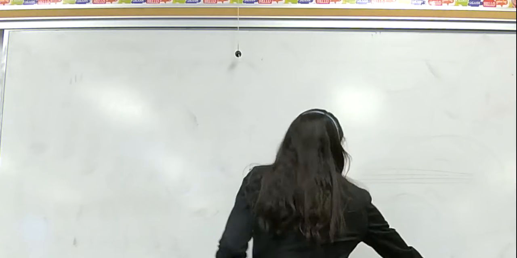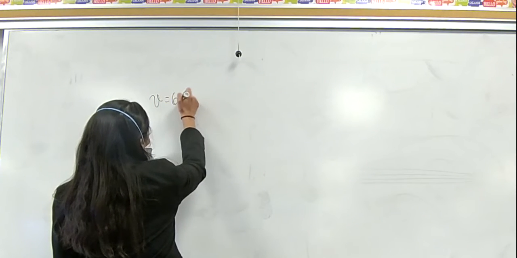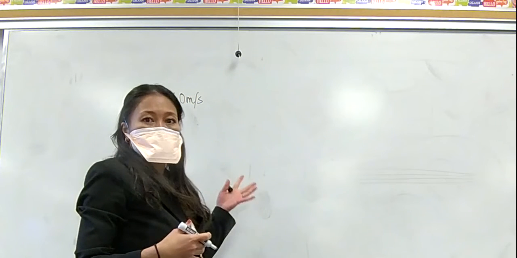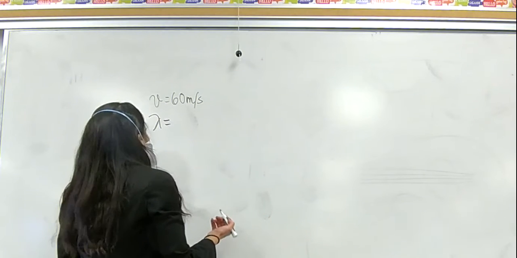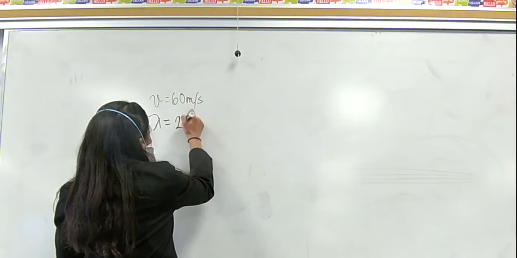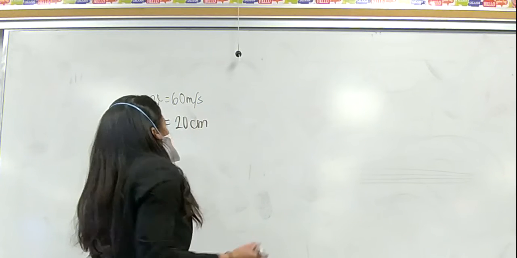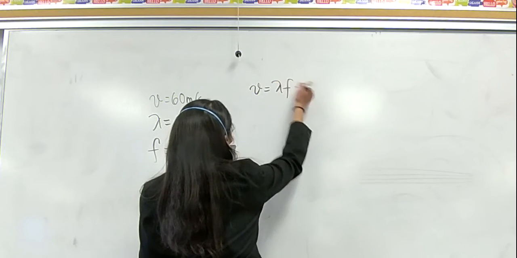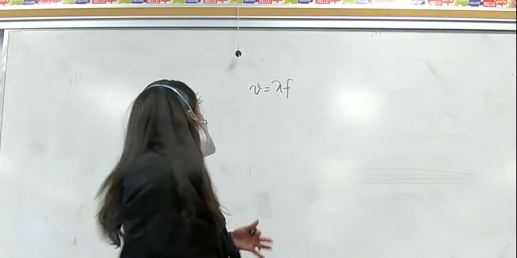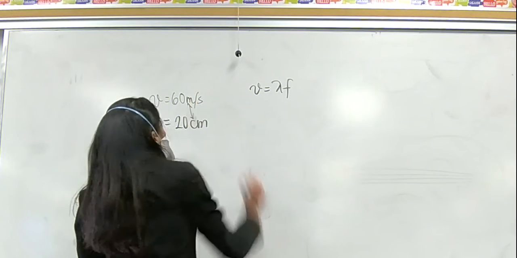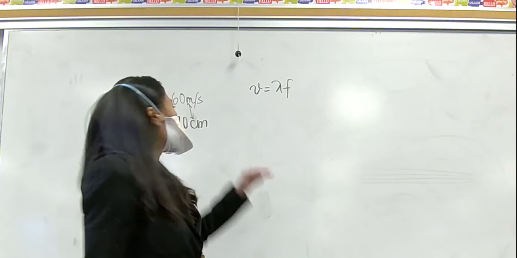All right, so in this next problem, I like to write out my givens. I've got a velocity of 60 meters per second, and I have a wavelength from the previous problem. The wavelength of wave D is 20 centimeters. I'm solving for frequency, and I have a good equation to do that. Velocity equals lambda times frequency. The problem is I've got a velocity in meters and I've got a wavelength in centimeters. So it doesn't matter which one you switch.